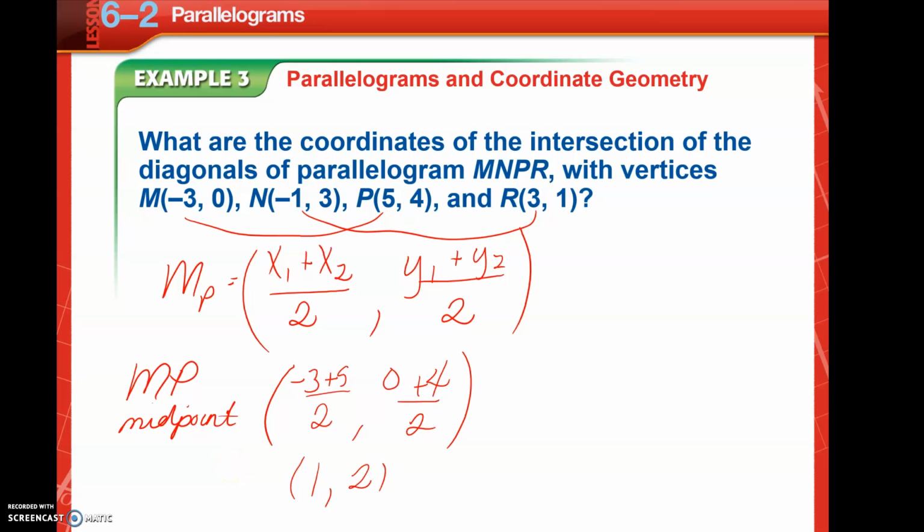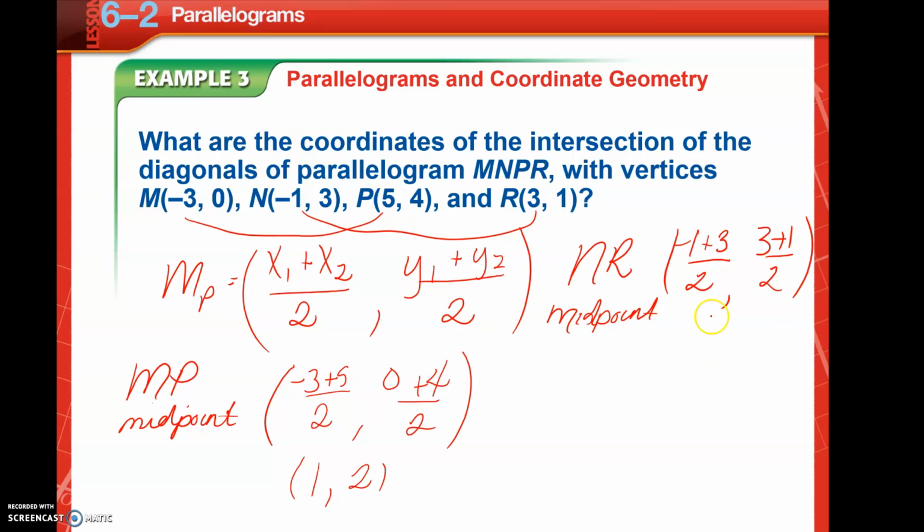And it wouldn't matter if I used R also. The NR midpoint, we'll see it's the same thing. -1 plus 3 divided by 2 for my x's, and 3 plus 1 divided by 2, and you can see we get (1, 2) again. So these should be the same, so the intersection is at (1, 2).